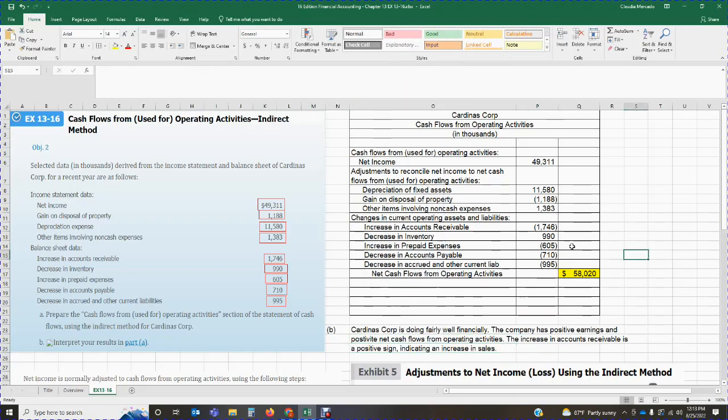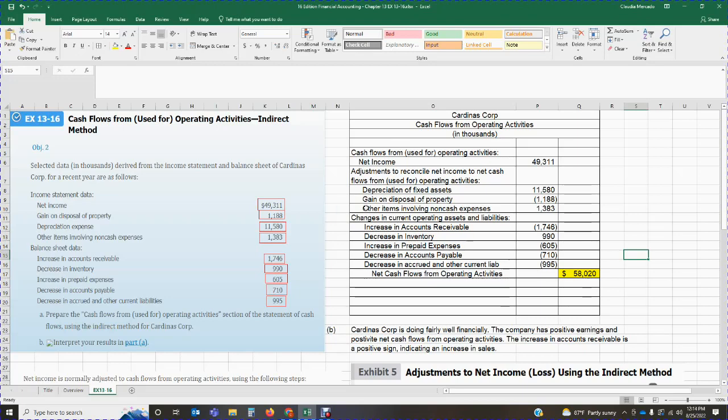What else is happening? Well, if we can see here, we have a decrease in accounts payable. Decrease in accounts payable of $710. So what does that mean? That means that we're paying down our debt, okay? Our accounts payable is decreasing. So that means that we don't owe as much money, okay?